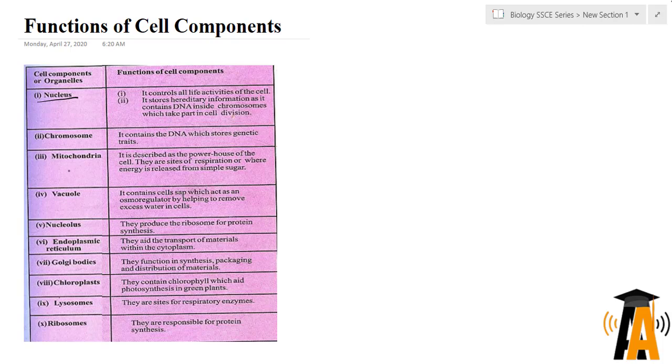And number two, your chromosomes. They contain the DNA, which stores genetic traits. These genetic traits are the heritable characteristics you inherit from your parents. You find them in the DNA, and the DNA is contained in the chromosome. So that's where you find those genetic traits. Now we have the third, the mitochondria.